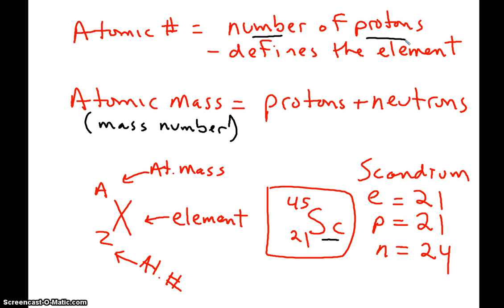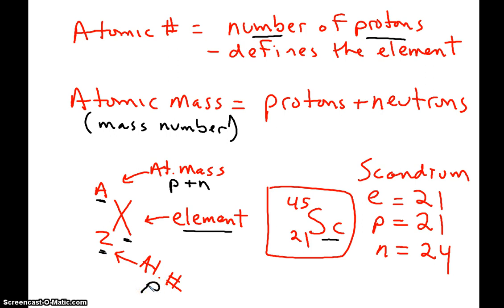So when we look at an element, sometimes they'll use this notation, if we look over in the lower left here, called the A Z X, where the X is the name of the element, whether it's C for carbon, Sc for scandium, V for vanadium. A in the upper left is the atomic mass. So this is the number of protons plus neutrons. And in the lower left here, the Z is the atomic number. So that will be the number of protons.